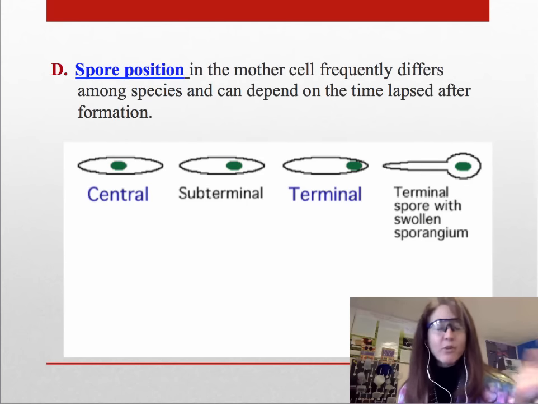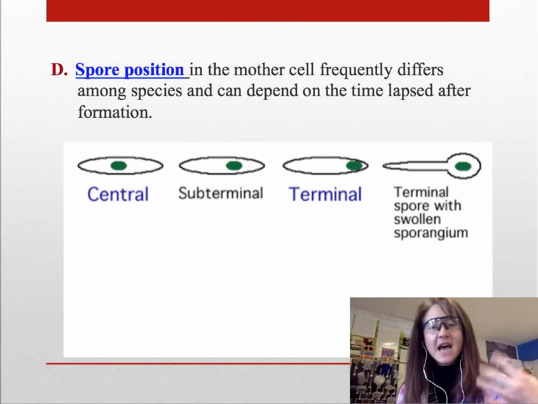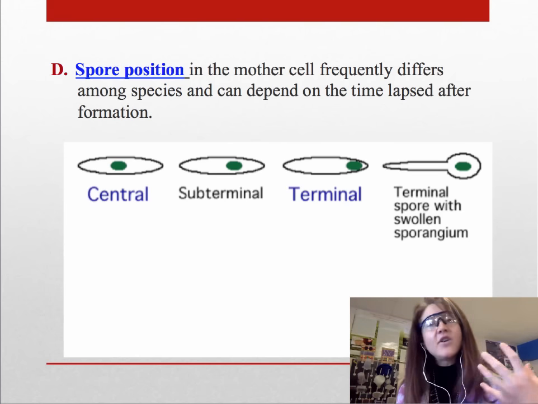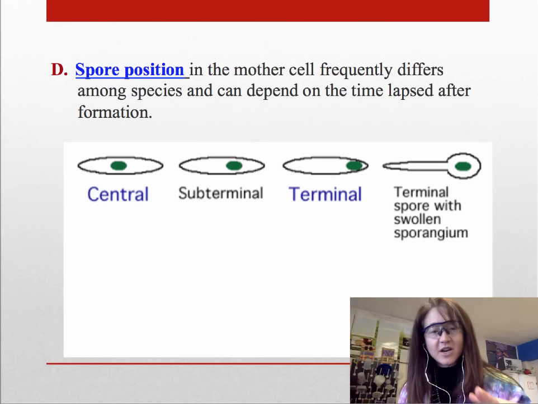Let's look at the spore position within the sporangium. Now, that's a big mouthful. Sporangium is just a sexy term for the mother cell, the cell that is making the endospore and is going to die in the process of endospore formation. So it's basically setting aside its genetic material.